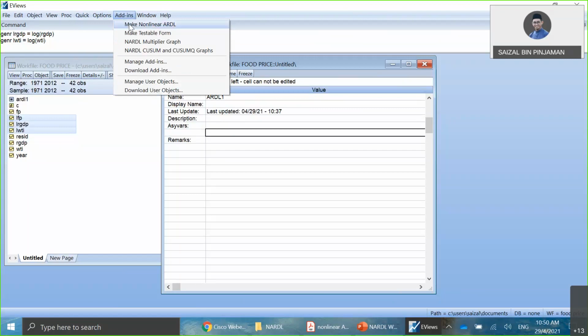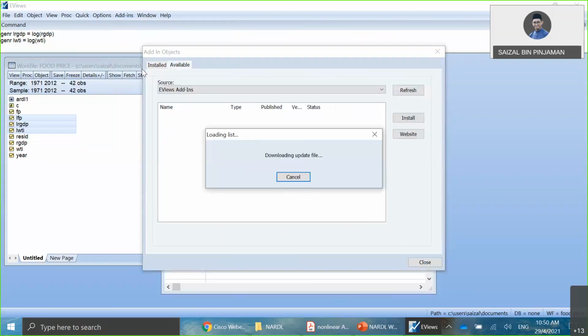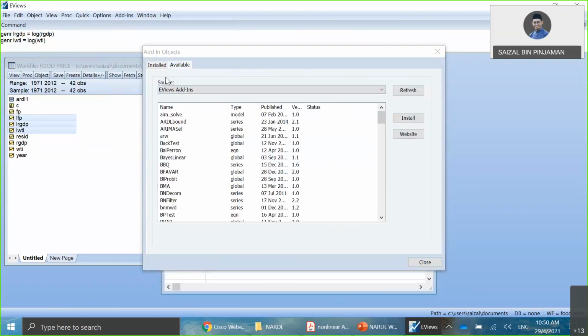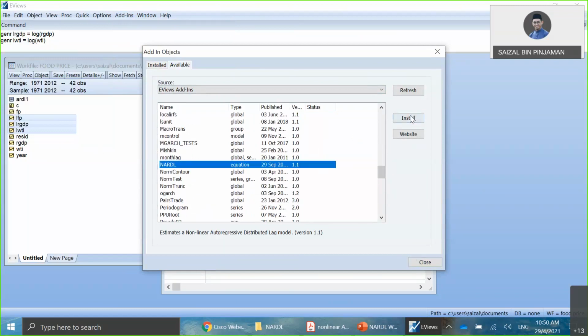and choose make nonlinear ARDL model. Remember, sometimes you may not have this ARDL add-in in your EViews yet. So if you want to install it, you can simply click download add-ins. This may take some time. Based on these add-ins, you can choose the NARDL model, and then you click install.